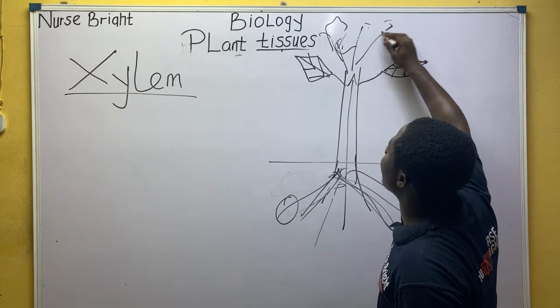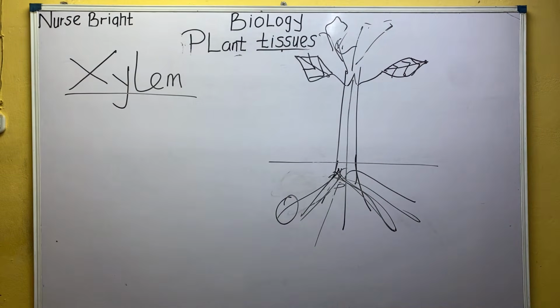So that is what is just happening. I'm just sketching a diagram so you can see what we are talking about. They help in transporting what now? Not food, water and minerals from the root of the plant to the rest of the plant.